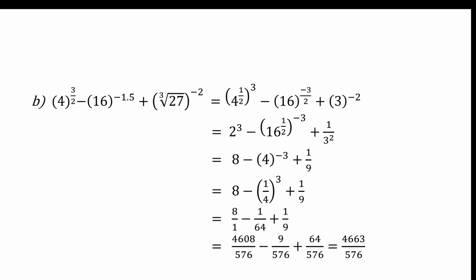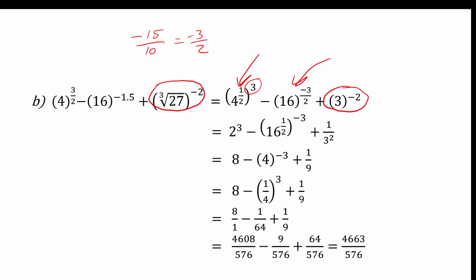Now, what if we have this long expression here? Okay, we just figure, well, 4 to the 3 halves, that's the same as 4 to the 1 half, quantity cubed. Now, negative 1.5 is the same as negative 15 over 10, which is the same as negative 3 over 2, so we show that here. The third root of 27, quantity to the negative 2, is the same as 3 to the exponent negative 2. Okay, now 4 to the 1 half, quantity to the 3, is the same as 2 to the 3.